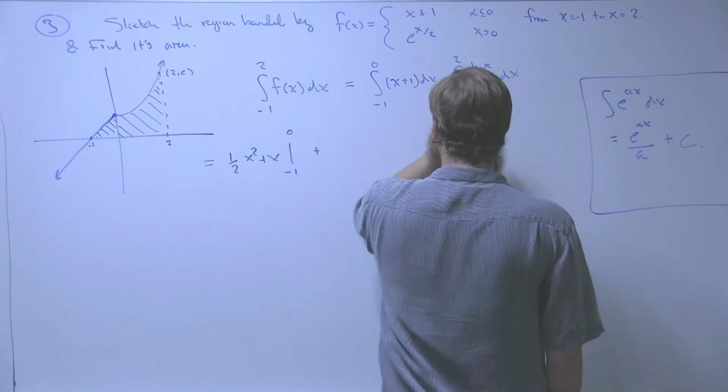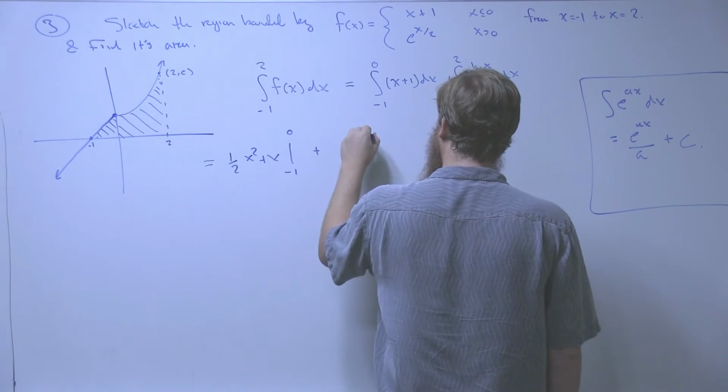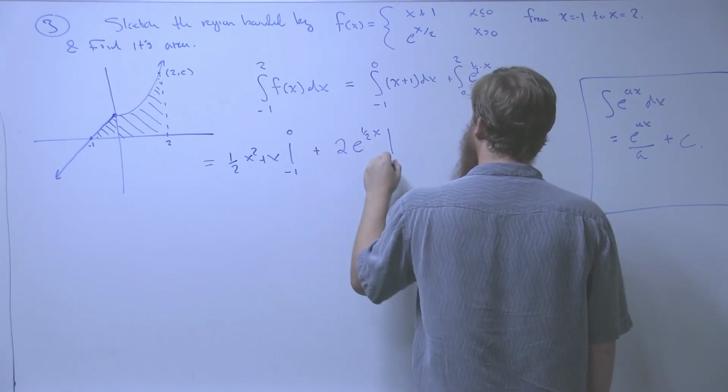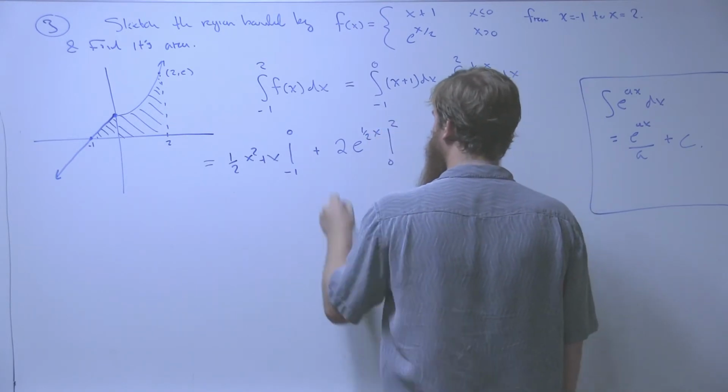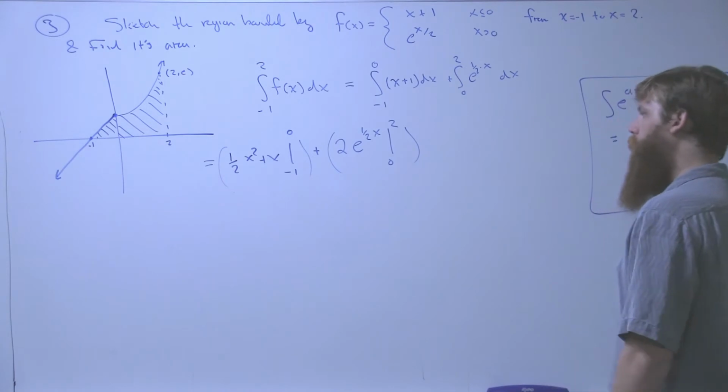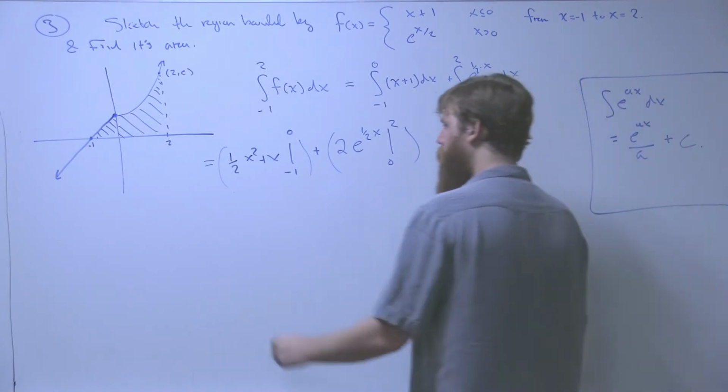Okay, so I know that this is going to look like e to the 1/2 x divided by 1/2, which is multiplying by 2. And it gets evaluated between 0 and 2. All right, we can use some parentheses to make clear what's being evaluated where. Never forget that. Don't confuse them.